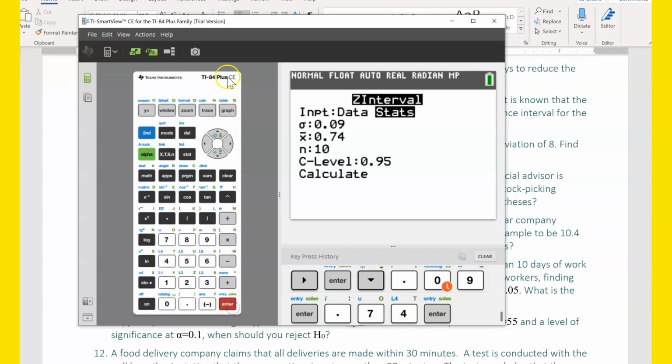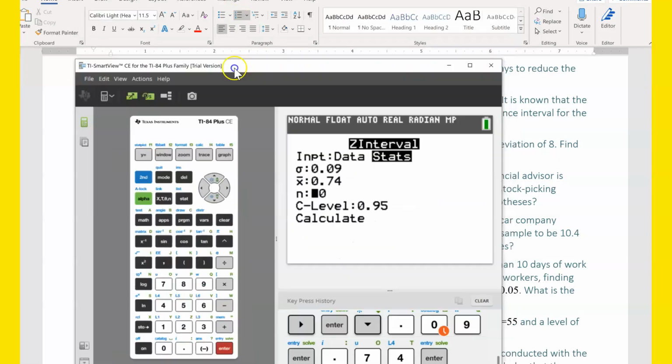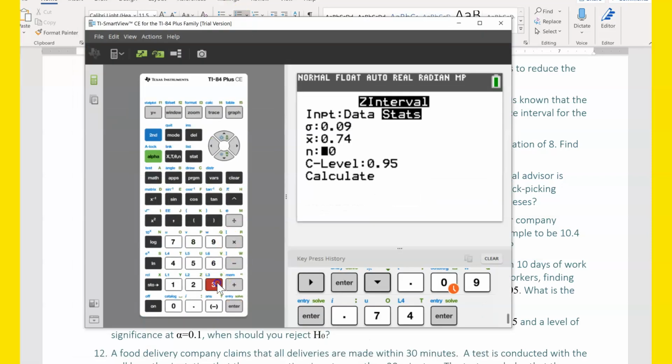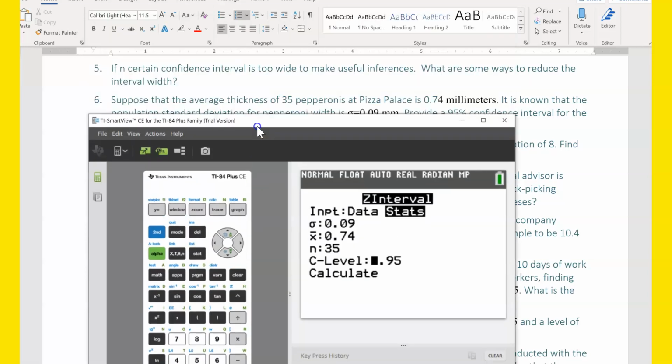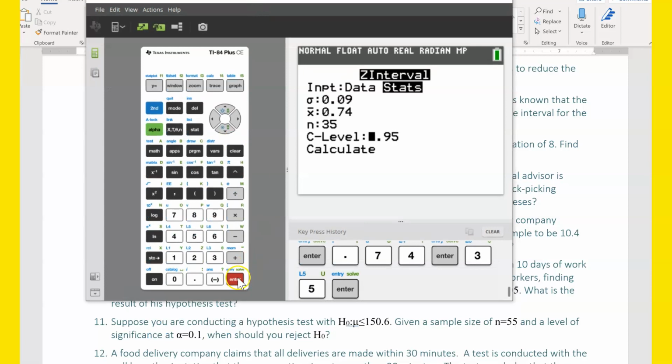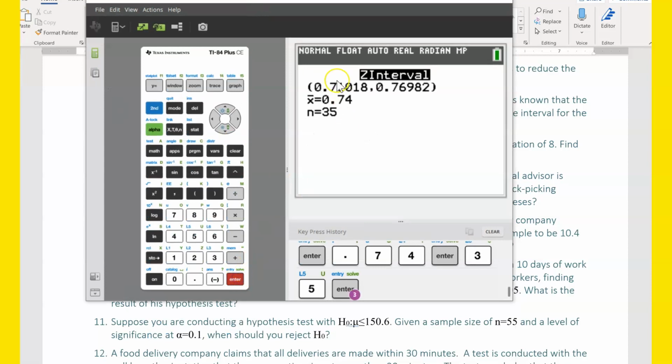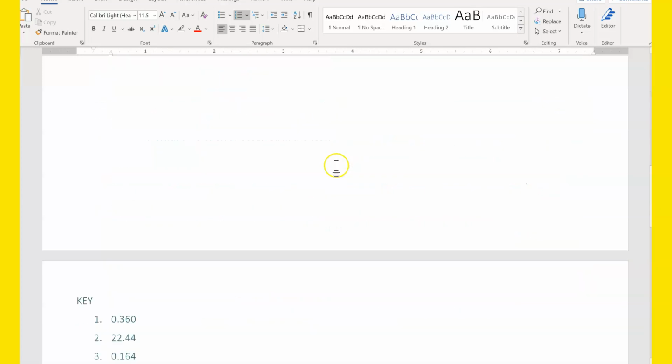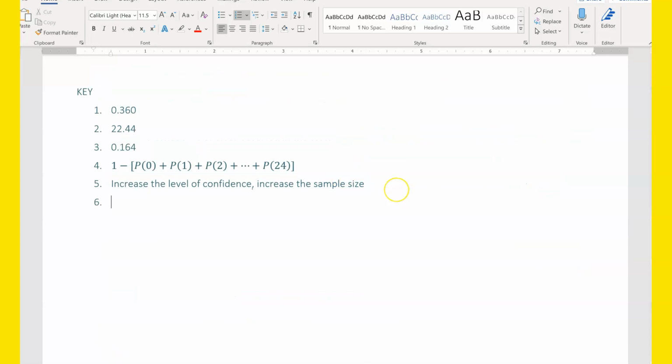The sample size was given as, I think it was 35, wasn't it? 35. And what confidence level do we want? What does it say? 95%. Yeah, 95. So 0.95. And you calculate that, and it gives us the confidence interval. So 0.71 to 0.77 should be good enough for that. All right. So the confidence interval will be 0.71 to 0.77.